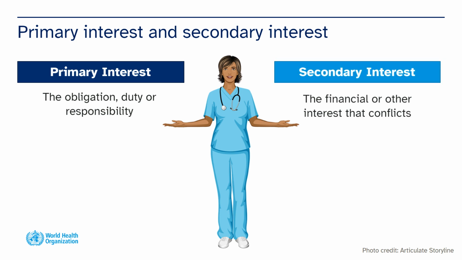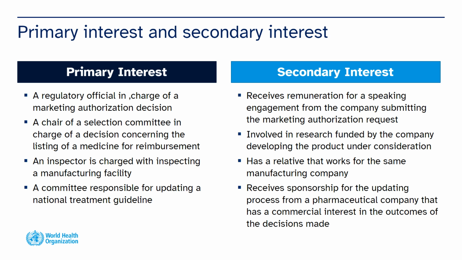Let's look at the examples we saw previously, to identify the primary and secondary interests in each case. Here you see the primary interest in the column on the left, which involves the duty or responsibility of the different government employees or committee members, such as the regulatory official in charge of a marketing authorization, a chair of a selection committee in charge of a decision concerning the listing of a medicine for reimbursement, an inspector charged with inspecting a manufacturing facility, and a committee responsible for updating a national treatment guideline.